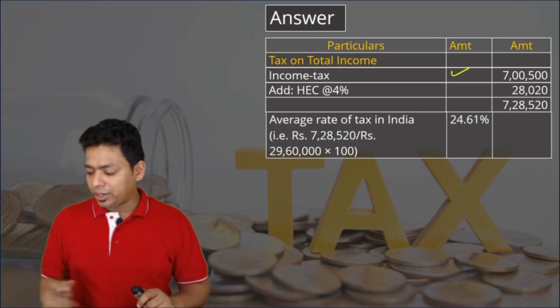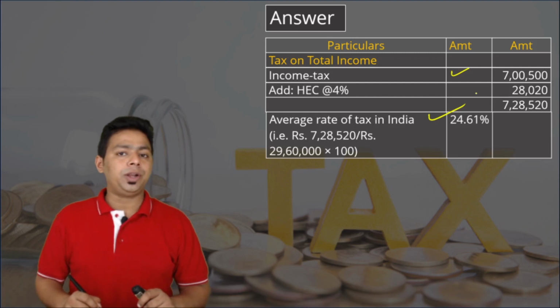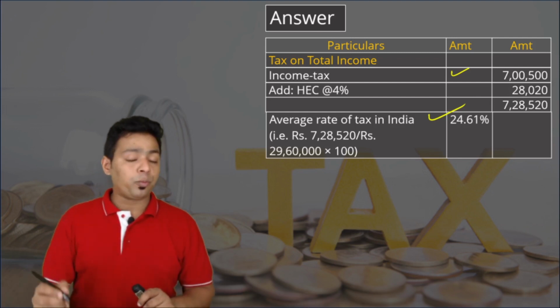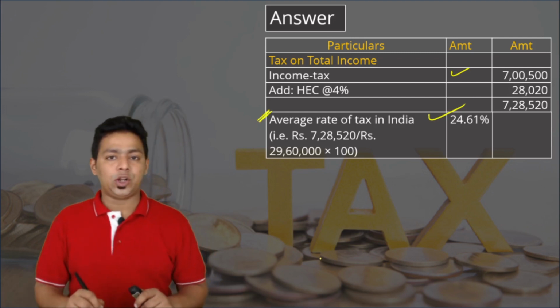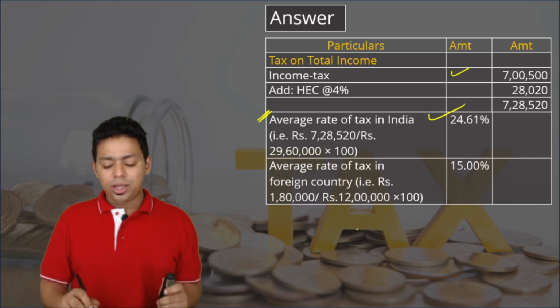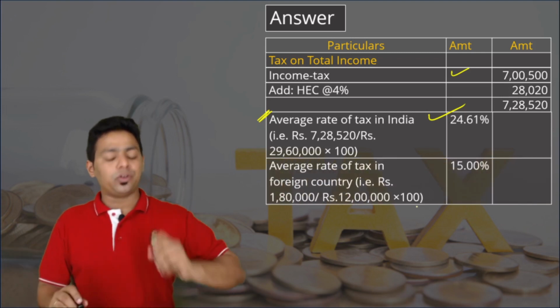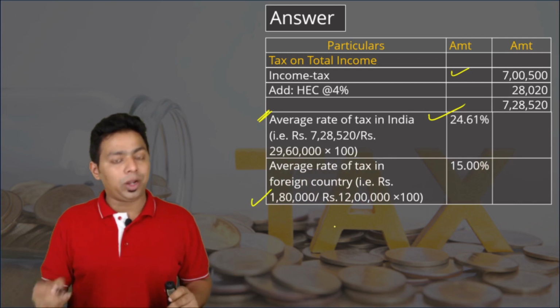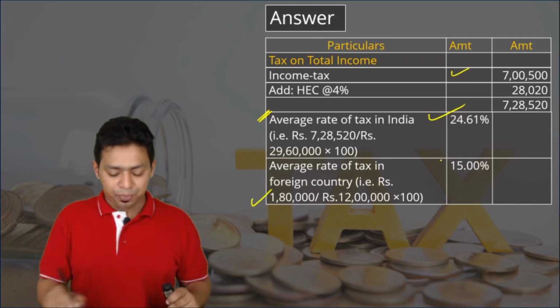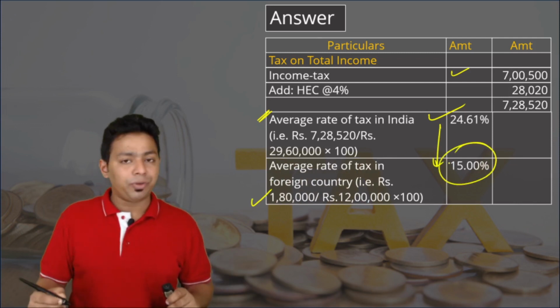29,60,000. That was my total income. So my average rate of tax will be 24.61. This is the Indian average rate of tax. No DTAA effect so far. Now you have to compute the average rate of tax of the foreign country. 1,80,000 divided by 12 lakh into 100. That is 15%. Whichever is lower, that means it is 15%.